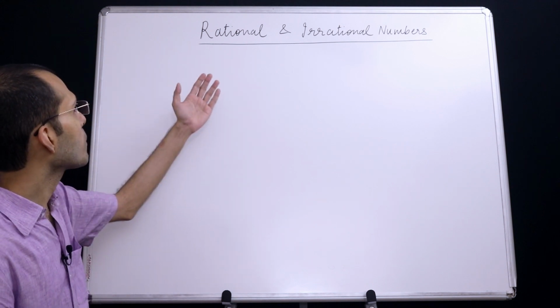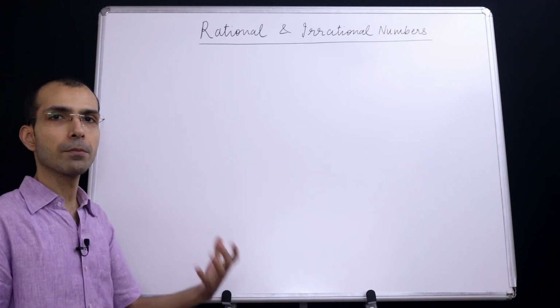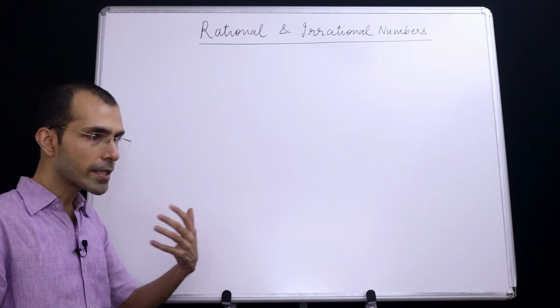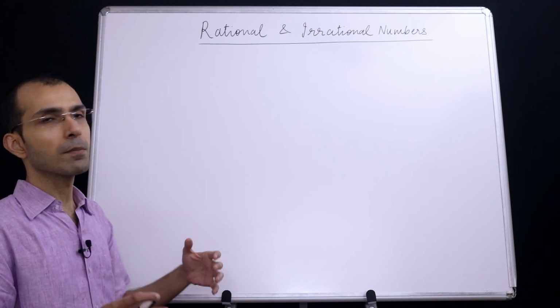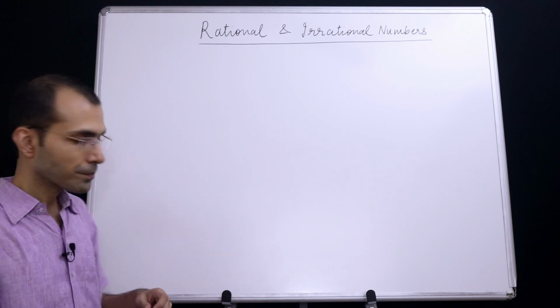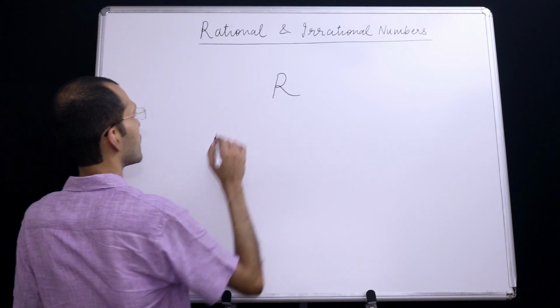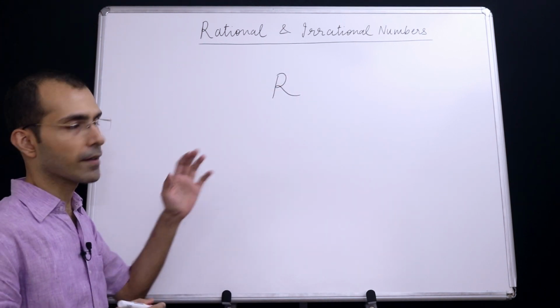Today we will study the topic of rational and irrational numbers. This topic you have studied in class 8 and we will develop it further to optimum level in class 9. Okay. Now if you take any real number, real numbers are denoted by R.